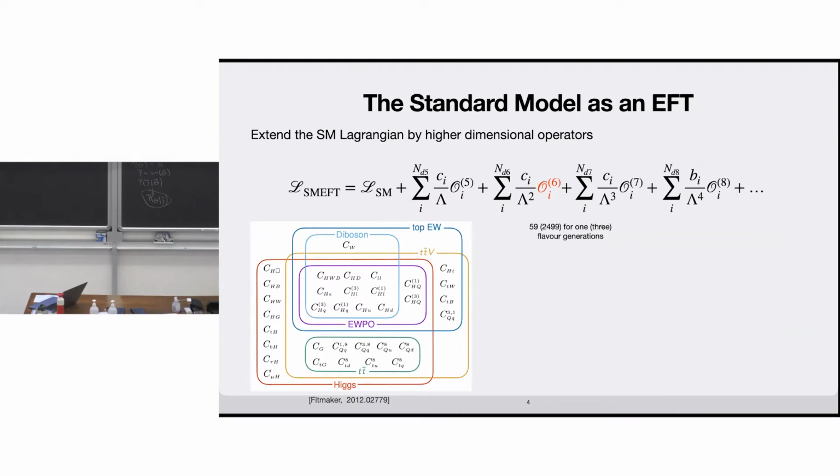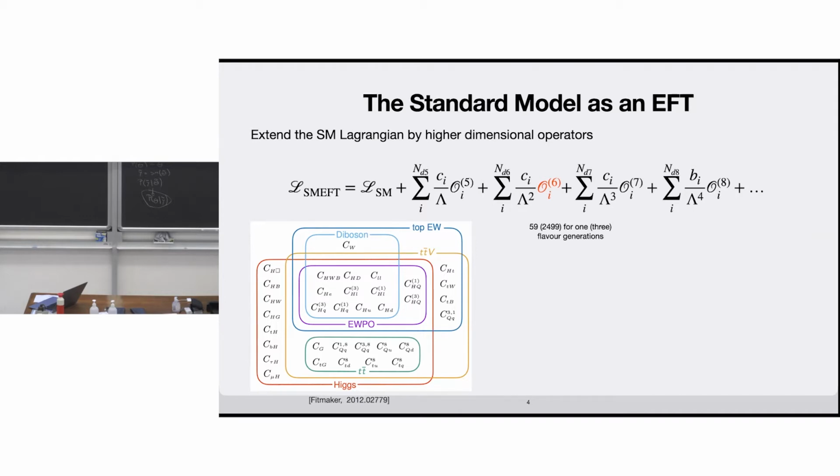At dimension 6, if we don't make any assumptions, we have almost a couple of thousand operators. If you, however, make a couple of additional assumptions about the flavor structure, the number reduces significantly to 59.